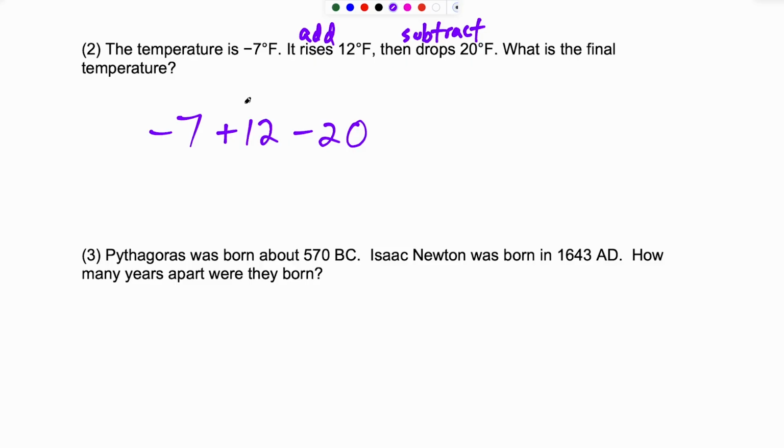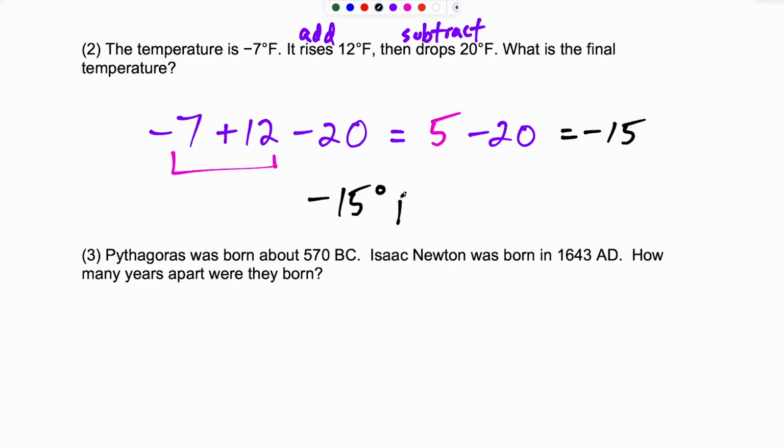So now all we have to do here is just go from left to right. So first what we could do is add up here. We have negative 7 plus 12. Negative 7 plus 12 is equal to 5. That's the same thing as doing 12 minus 7, but we could say negative 7 plus 12 equals 5. And then we write that minus 20. And now when we do 5 minus 20, this works out to negative 15. So our final answer, what is the final temperature? The final temperature is going to be negative 15 degrees Fahrenheit.